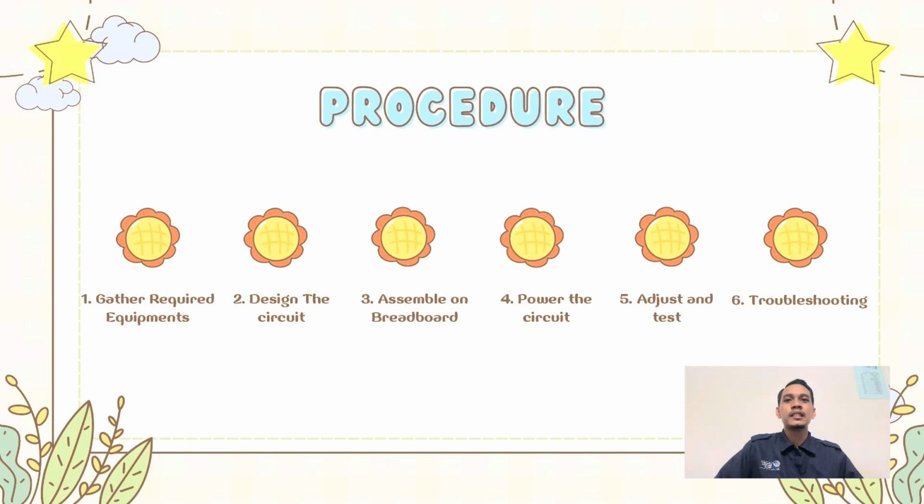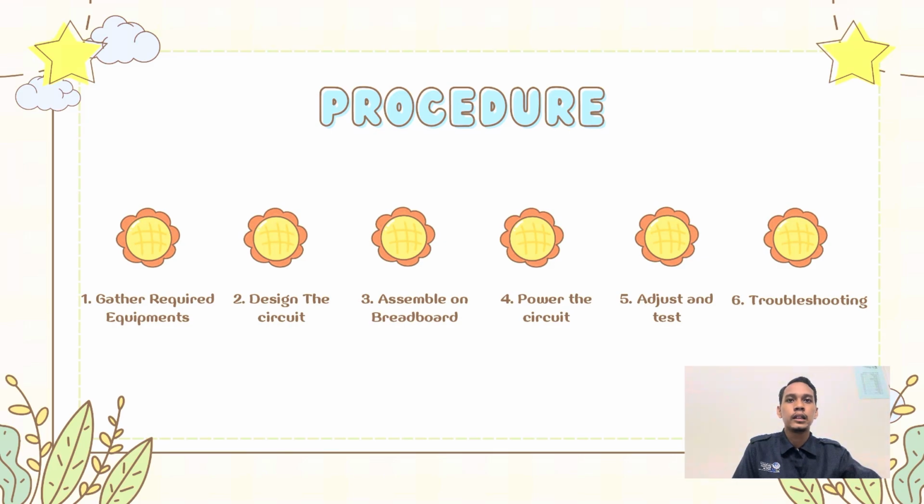Then the next phase is adjust and test. We turn the potentiometer knob to vary the resistance. Then we observe the brightness of the LED or the LED strip according to the PWM duty cycle. We use a multimeter or oscilloscope if available to check the PWM output at pin 3.